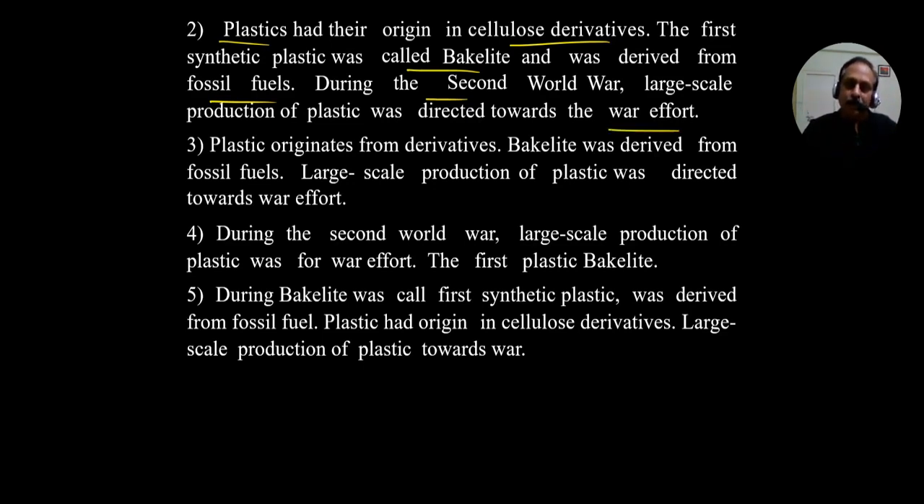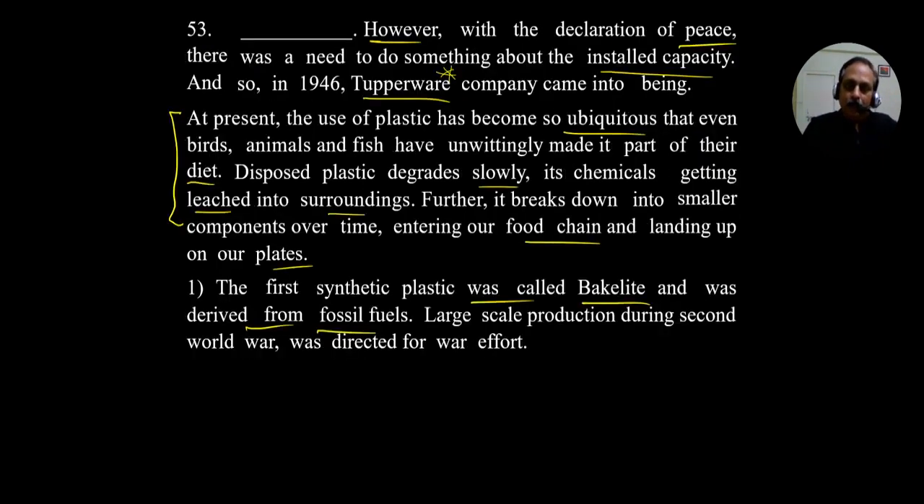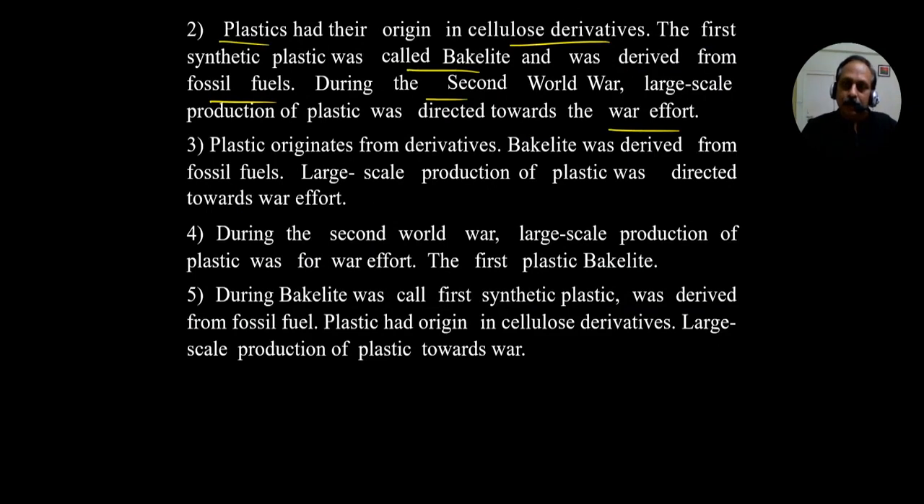It talks about plastic, its origin and name, and also the source from which it has been derived, three dimensions, and why it has come into existence. However, with the declaration of peace, there was a need to do something about the installed capacity. So plastic came into existence because of war, and it was directed towards the war. When the war ended, they had to do something about the installed capacity. What did they do? They produced this plastic stuff, and the company named Tupperware came into existence.